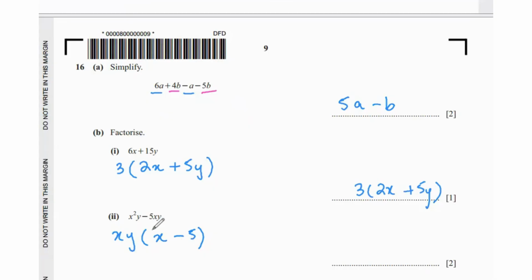The reason why I did not take x squared common is because we don't have an x squared with 5xy. It's just x. We have to take the highest common factor. So if it was x squared with both the terms, then we could have taken x squared common. But since it's just x and x squared, then x is the highest common factor, not x squared. So we take xy common and the remaining terms are inside the bracket.